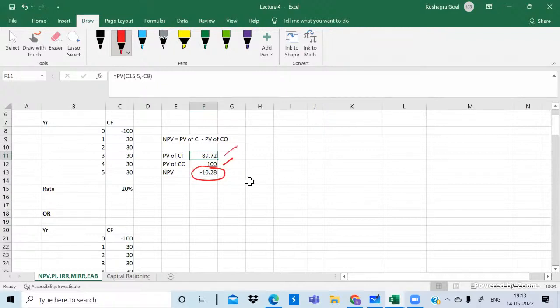As a thumb rule, if NPV is positive, you will accept the project. If NPV is negative, you will reject the project. Because if NPV is negative, you're telling me that you have reduced the wealth for the company. So why would I accept the project? By accepting the project, the value of the company will go down by 10.28. So I'll not accept the project. But if instead of minus 10.28, this was plus 10.28, I'm increasing the value of the company by 10.28, so I'll accept the project.